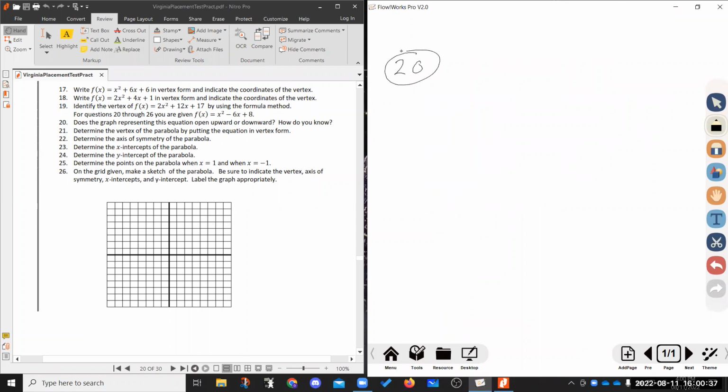All right, number 20. Does the graph representing this equation open upwards or downwards? I think they are talking about number 19. So we know that it opens upward because a is positive. Okay. So that's number 21.